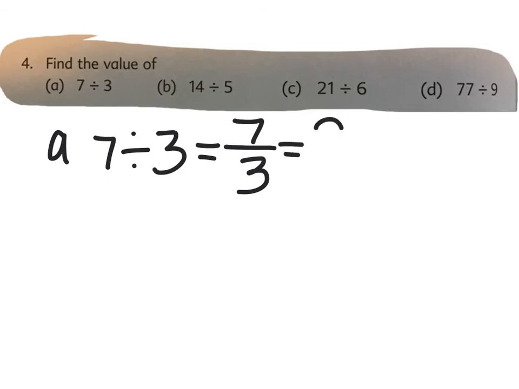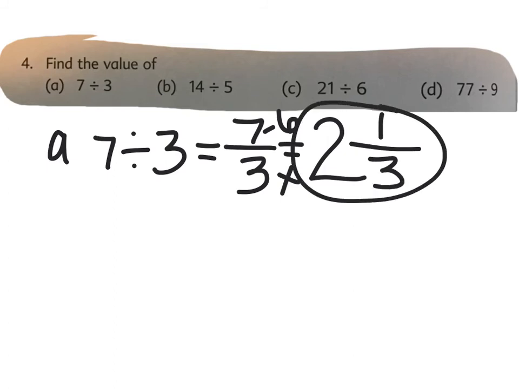3 goes into 7 2 times without going over. 3 times 2 is 6, so take away 6. 1 piece left over, always keep the denominator the same. 2 and 1/3.